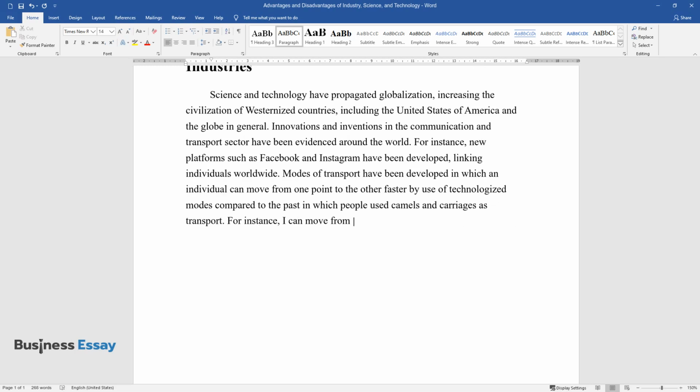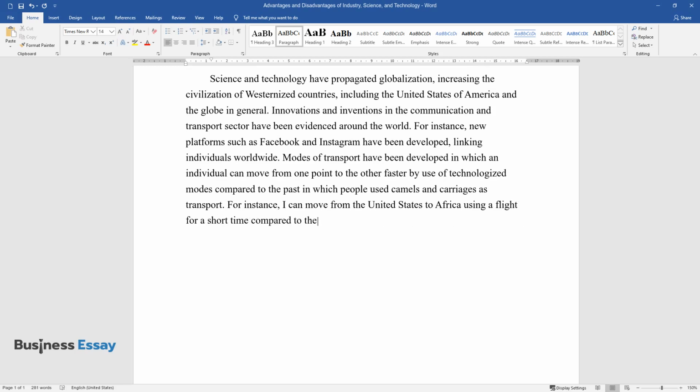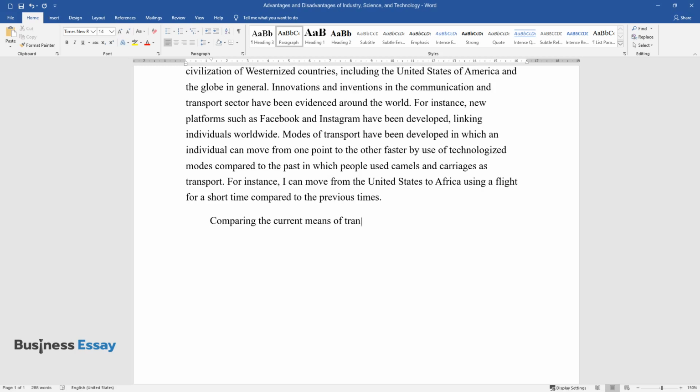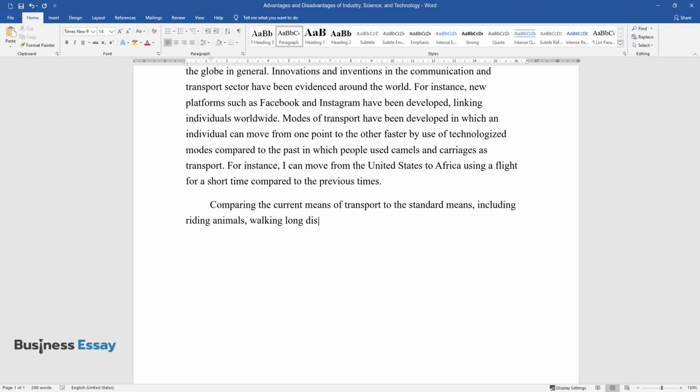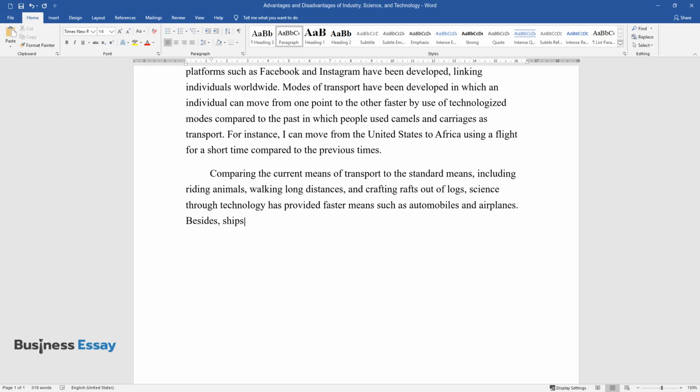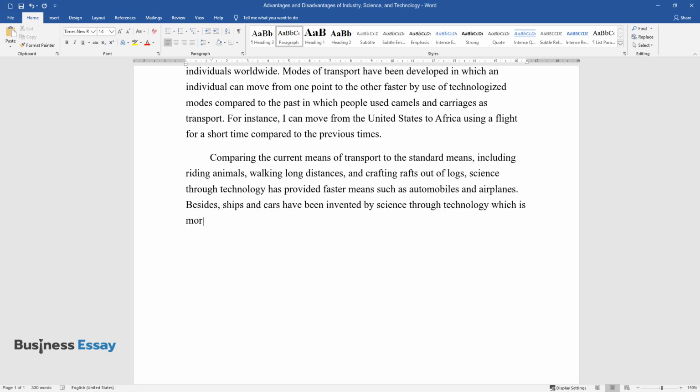For instance, I can move from the United States to Africa using a flight for a short time compared to the previous times. Comparing the current means of transport to the standard means, including riding animals, walking long distances, and crafting rafts out of logs, science through technology has provided faster means such as automobiles and airplanes. Besides, ships and cars have been invented by science through technology which is more comfortable, fast, and reliable.